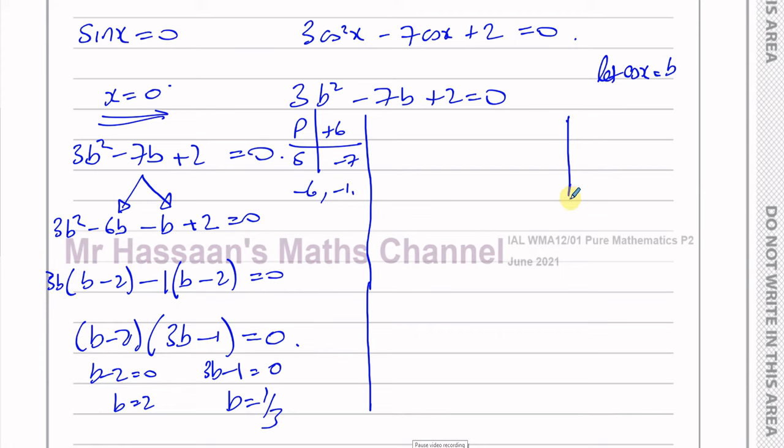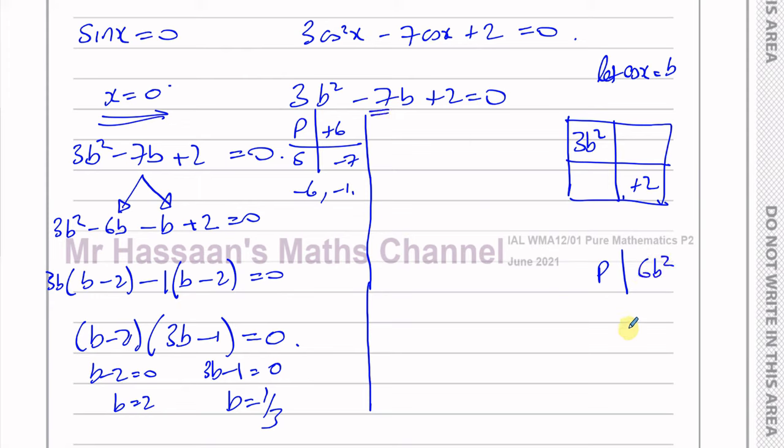I like to use this kind of visual factorizing method using this grid. So I'm going to start off with 3b squared on the top left and plus 2 in the bottom right. Again, I do the same process: two numbers that multiply to give the same product as these two, which is 6b squared. And the sum of those two numbers must be the same as this minus 7. So, of course, it's the same two numbers, minus 6 and minus 1, so minus 6b and minus 1b.